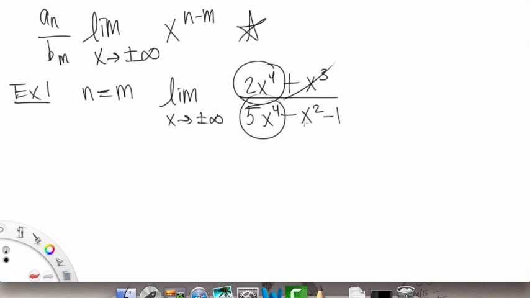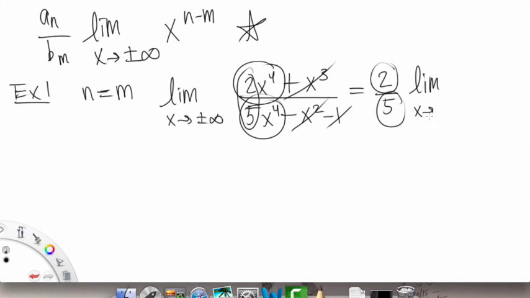So that means the other terms we can kind of ignore, and we'll pull out the coefficients, 2 and 5, so 2 over 5. This is our a sub n, this is our b sub m, okay? And then we have it multiplied times the limit as x goes to plus or minus infinity of x to the 4 minus 4. So that's a 0 up here, so that means this is a 1. I'll take it slowly.